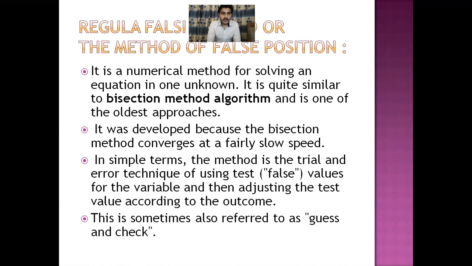Regula falsi method, or the method of false position, is a numerical method for solving an equation in one unknown. It is quite similar to the bisection method algorithm. It is one of the oldest approaches. It was developed because the bisection method converges at a fairly low speed. In simple terms, the method is a trial and error technique of using test false values for the variable and then adjusting the test value according to the outcome. This is sometimes also referred to as guess and check.